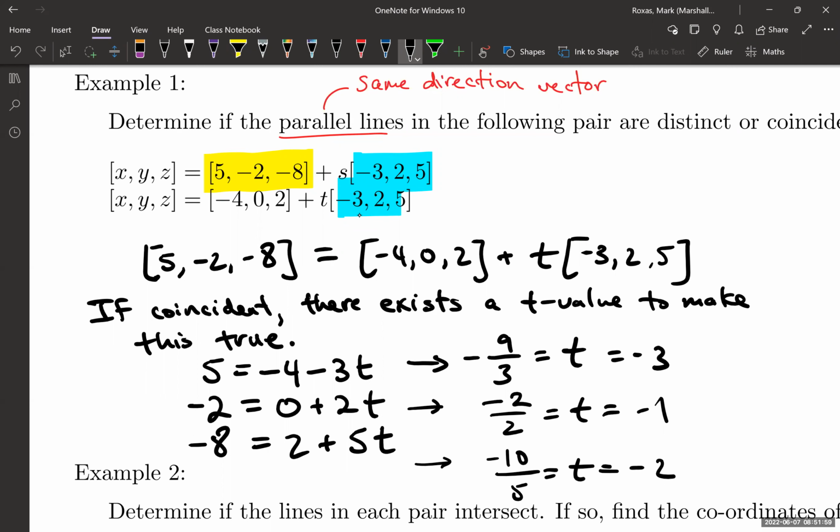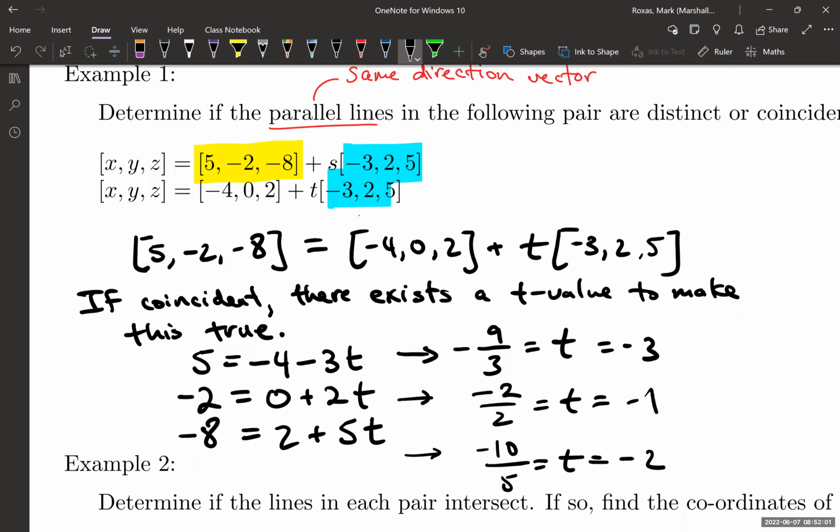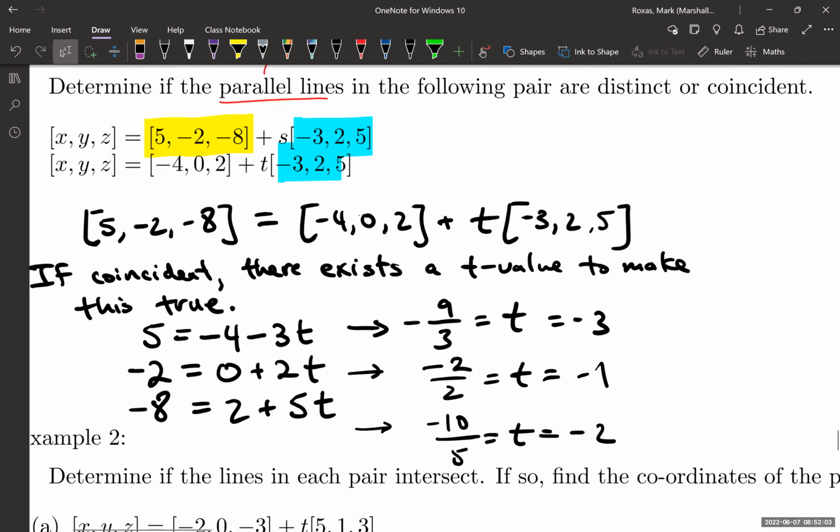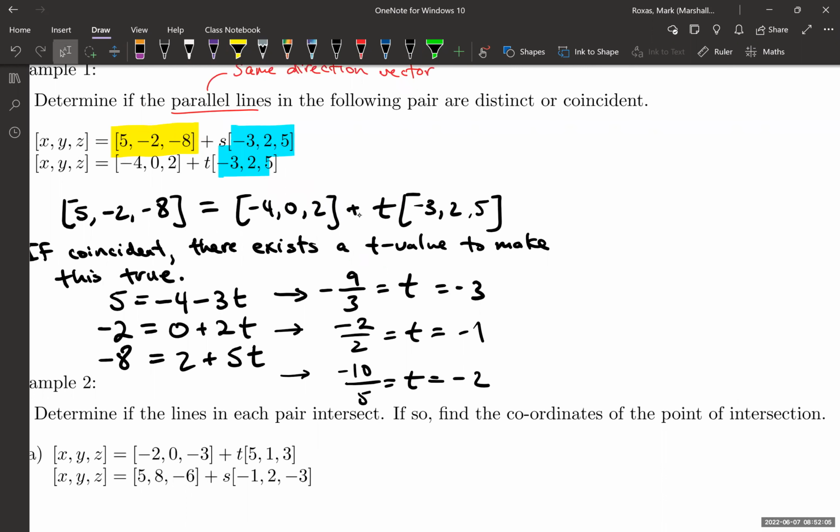All you need is really two of them not to be the same to conclude that they're not coincident. So my conclusion here is that the lines are not coincident. Therefore, if they are parallel, then they will be distinct. Lines are distinct.